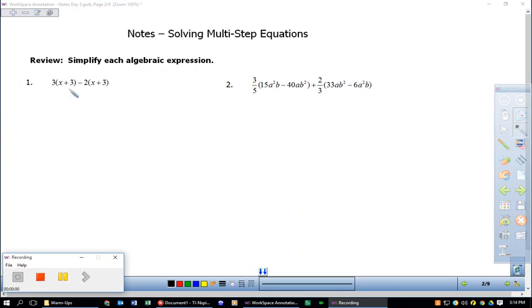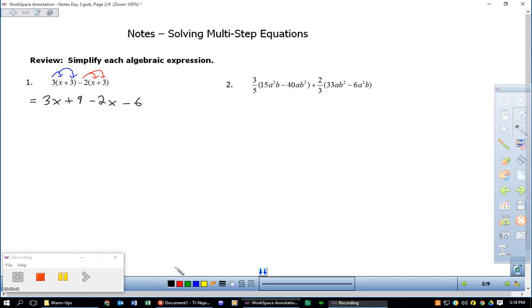So to begin with, we'll go ahead and distribute this 3 to both of these two terms. And so we'll get 3 times x, which is 3x, and 3 times 3, which is 9. So we have a plus 9. Next, we need to distribute a negative 2. Negative 2 times x will give us a negative 2x. Negative 2 times 3 will give us a negative 6. So we'll have negative 2x minus 6.